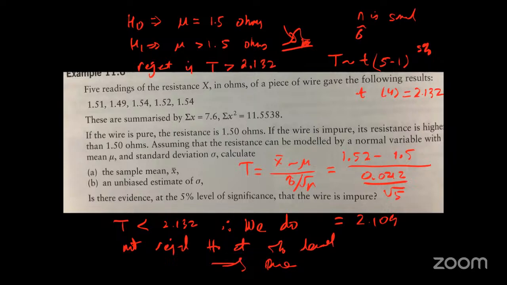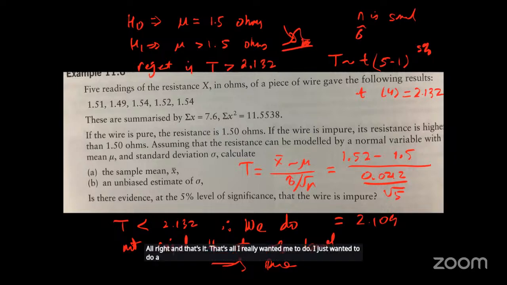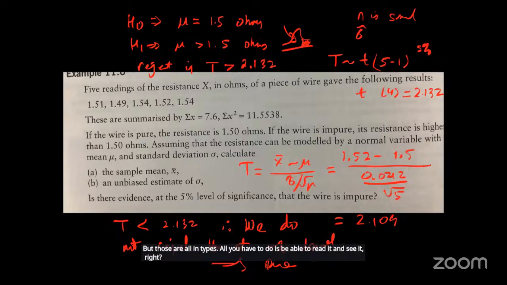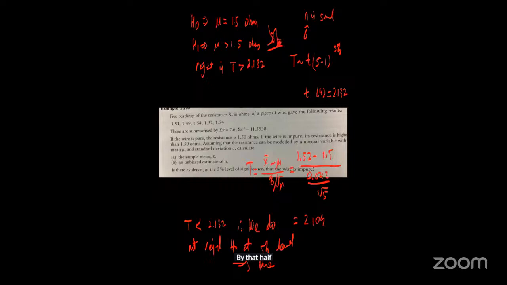All right, and that's it. That's all I really wanted to do. I just wanted to do a T distribution to show you all how to work it out. So those are the types that you'll get: the ones from last week and this one. Those are all the types. All you have to do is be able to read this and see it. While I have it, let me show you one.